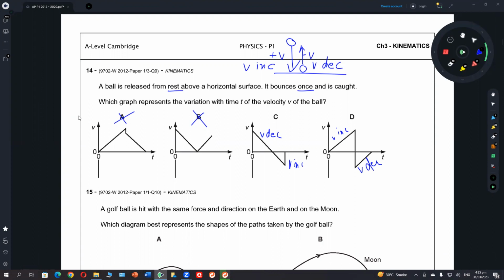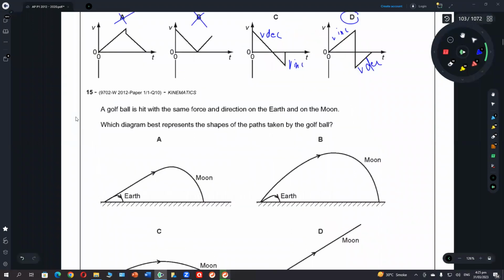If it is coming from the top, then the velocity should increase at first. Yes, whenever something is coming down, and he says released from rest above a surface. So it's coming down. The first part should be showing an increase in velocity and the second part should be showing a decrease in velocity. D is correct. Why not C? Because in the first part from rest, it is showing that the velocity is decreasing.